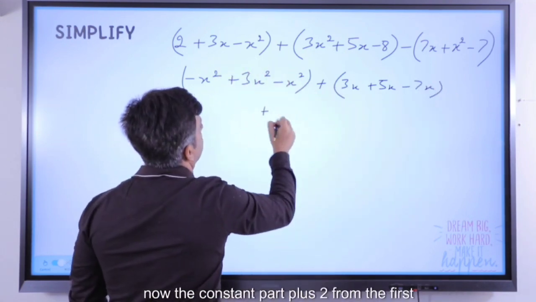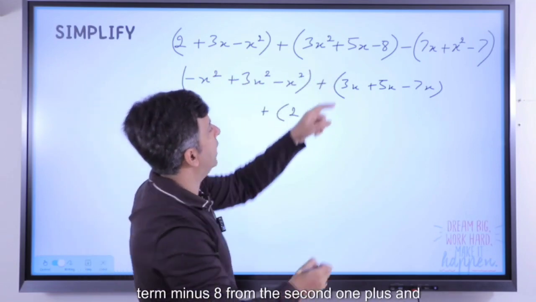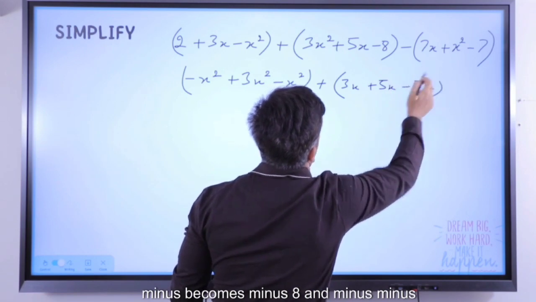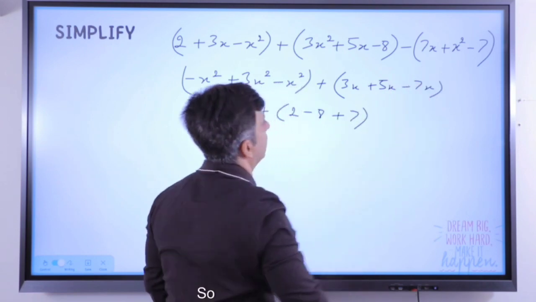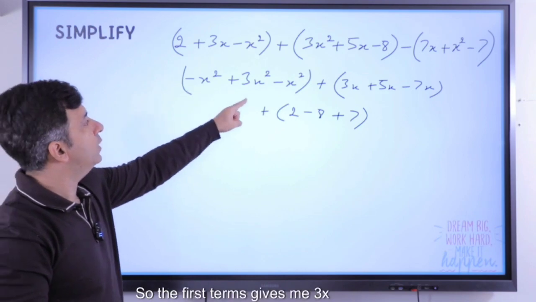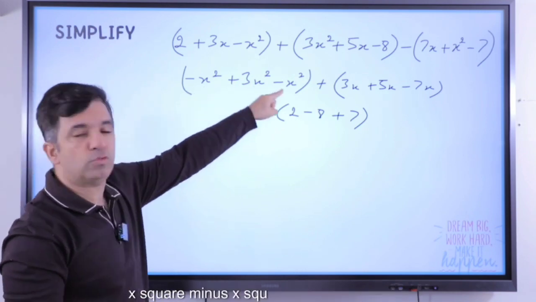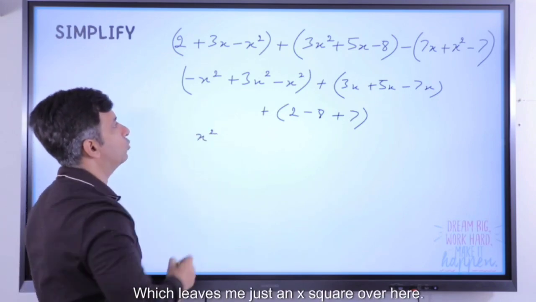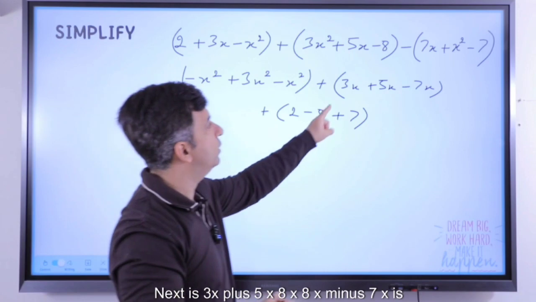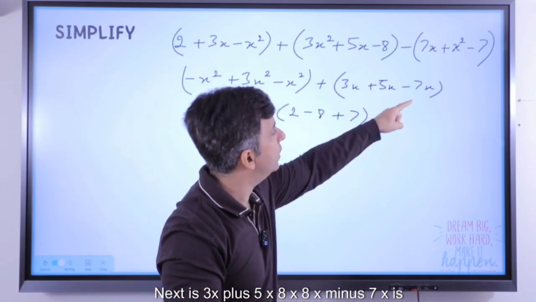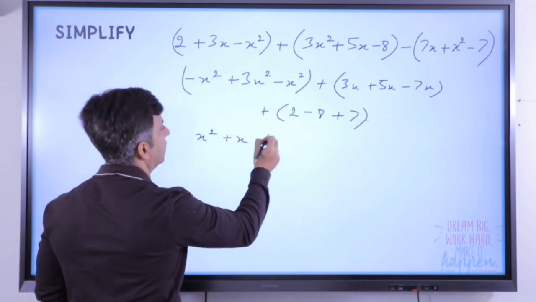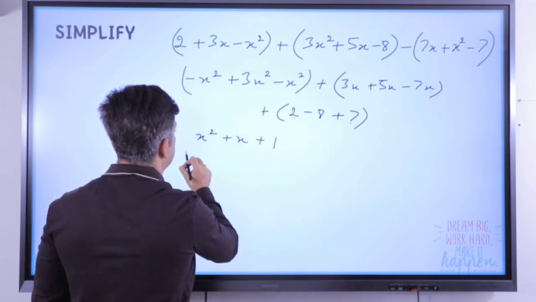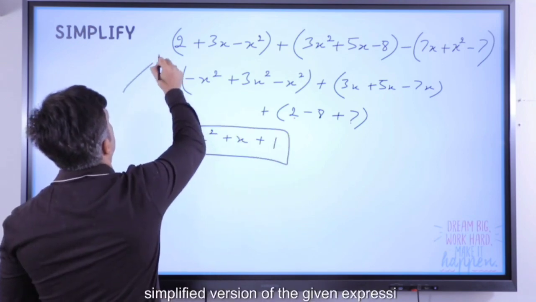Now the constant part: plus 2 from the first term, minus 8 from the second one, plus and minus becomes minus 8, and minus becomes plus 7. So this is the expression. The first term gives me 3x square minus x square minus x square. So 3x square minus 2x square leaves me just an x square over here. Next is 3x plus 5x, 8x minus 7x is x, and 2 plus 7 is 9, 9 minus 8 is 1. This is my simplified version of the given expression.